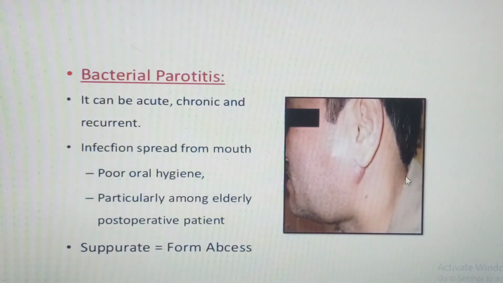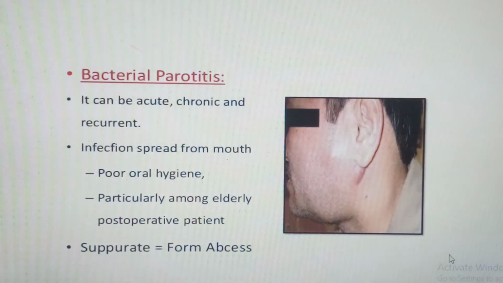Again, there could be some kind of infections which may result in inflammation of the parotid gland, leading to what we call parotitis or parotiditis, which could be acute, chronic or recurrent. So it may come and go, but that's a recurrent situation. Usually these infections, if bacterial, are due to poor oral hygiene, particularly among the elderly. Sometimes it could result in abscess formation. It could be suppurative, resulting in that kind of abscess formation, so there's swelling over that area.